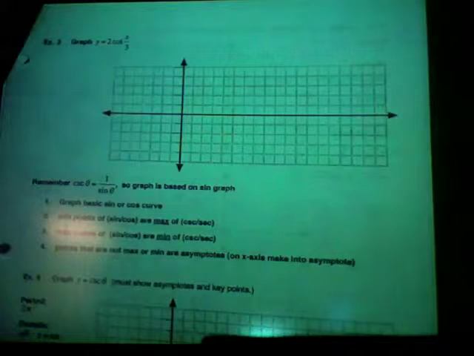I have a question. Yeah. If you have cotangent and then you have a negative inside, then it looks like tangent. Mhm. Are the periods the same for tangent and cotangent?